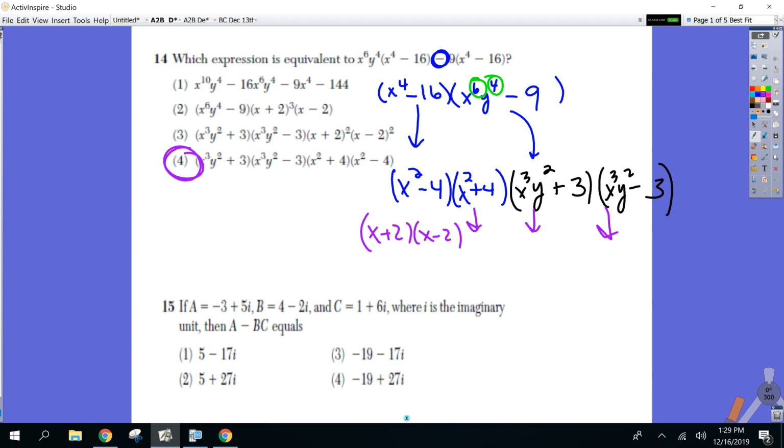So hopefully you guys plugging in a non-0 or a non-1 for x and y work if you need to do that. All right, here we go.